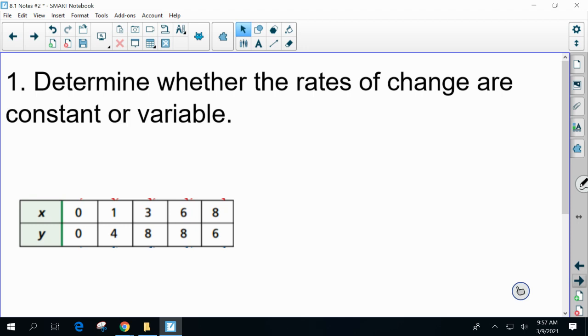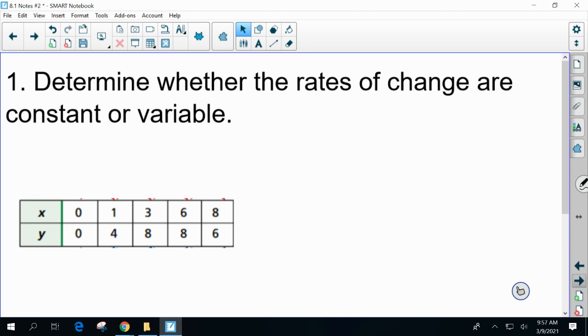Okay, so starting off, what we're going to look at is determining whether or not the rates of change are constant or variable. So first, let's look at what those words mean. What does constant mean when you say something is constant? Stays the same thing every time. Okay, if it's variable, what do you think that would mean? It changes, it's different, it's not the same every time. Okay, so we're going to look at whether or not the rate of change is constant or is it variable.